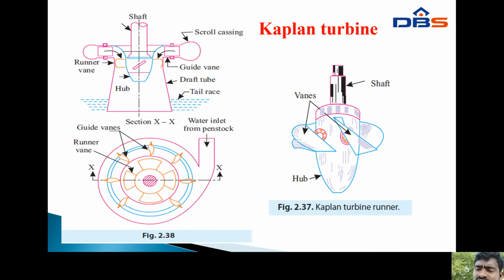Next, the shape of the runner blade is different from that of the Francis turbine. The blades are made of stainless steel. The blades attached to the hub are so shaped that water flows axially through the runner. This is the Kaplan turbine.